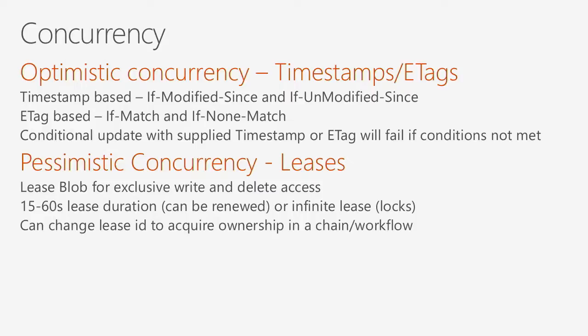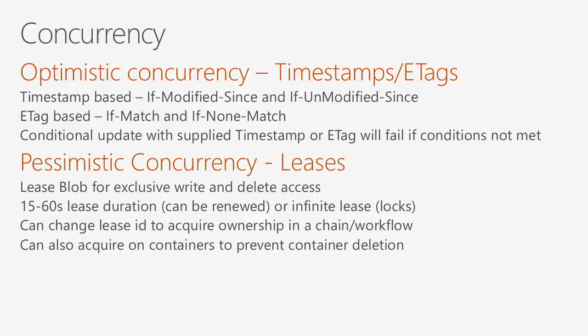You can also do something where you chain the leases together. So if I take a unique lease on the operation and I need to hand it to some sub-process to operate on, I can acquire another lease based on that lease, change the lease ID, and have some sub-process operate on it until they're done and then give it back to me. So it's sort of a controlled workflow and chain of those locks. You can also acquire leases on containers to keep someone from deleting a container until you're ready.